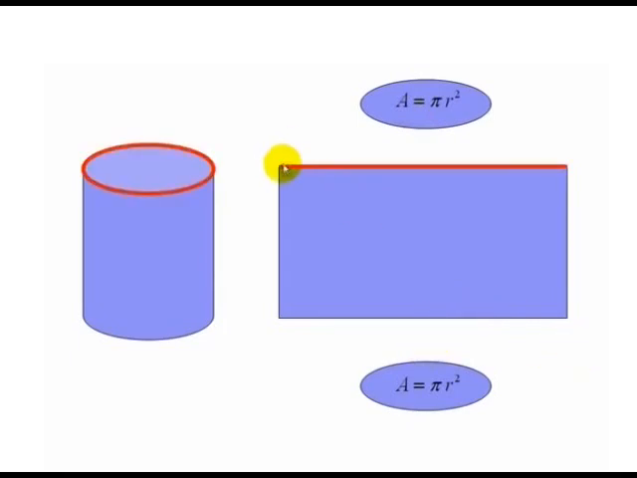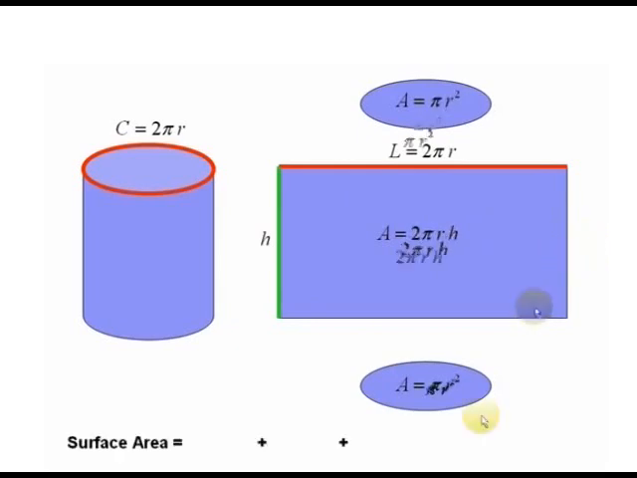And now the length of the rectangle is equal to the circumference of the circle. Recall that circumference is equal to 2 pi r, and this is equal to the length of the rectangle. The width of this rectangle is of course equal to the height of the cylinder. So area of the rectangle is length times width, that is 2 pi r times h. Putting all this together, we get the surface area for a cylinder. That is equal to pi r squared plus 2 pi r h plus pi r squared.